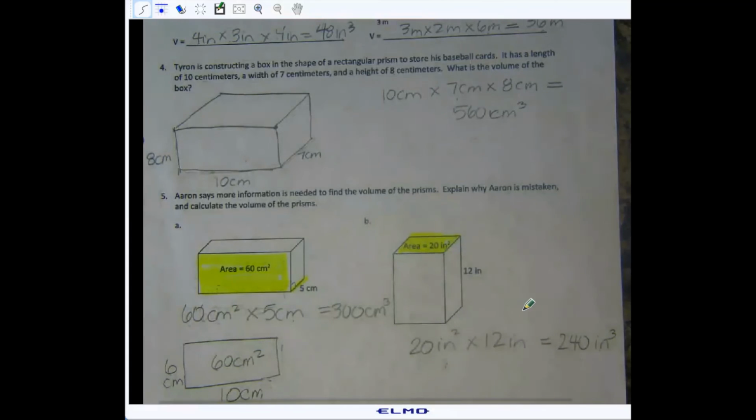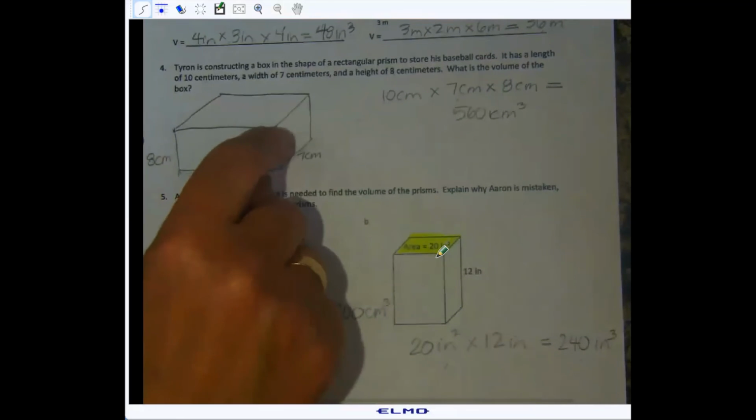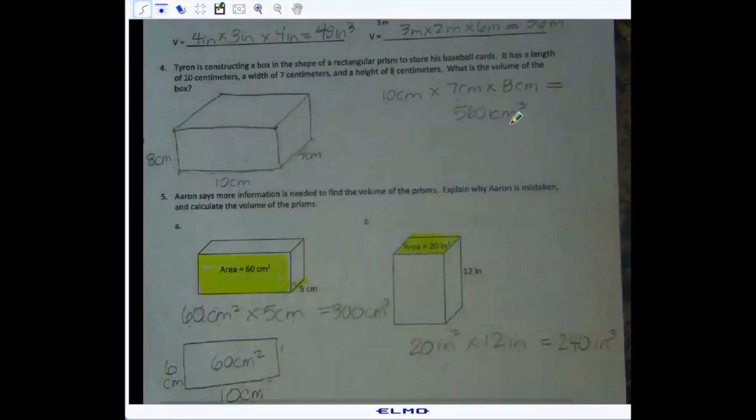Okay, there you go, 5th grade, lesson 4. Please work hard on trying to draw three-dimensional shapes. If you're having trouble, please come to office hours.